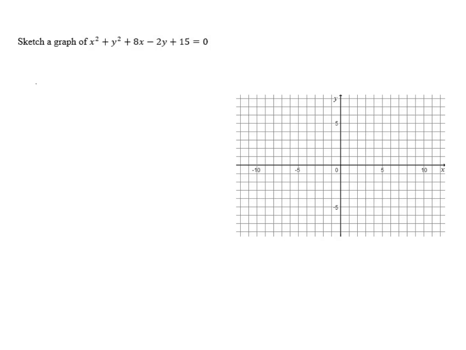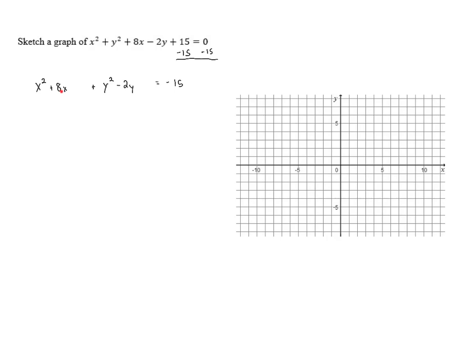When we rewrite this, we're going to start off with x squared plus 8x, and then we're going to leave a little bit of space to complete the square. Then we'll have y squared minus 2y, and again, some space to complete the square. And then to move the constant to the other side, we have to subtract 15 from both sides, which will leave us with negative 15 on the right-hand side. Now we're ready to complete the squares.